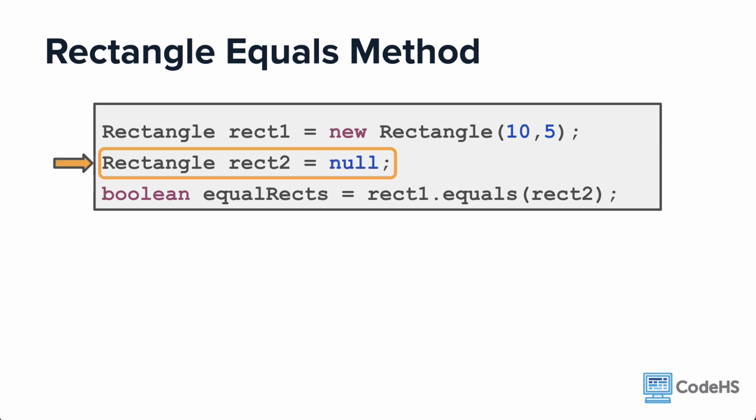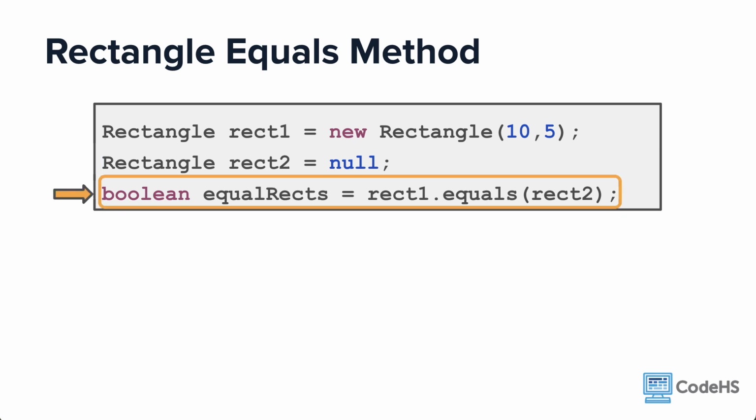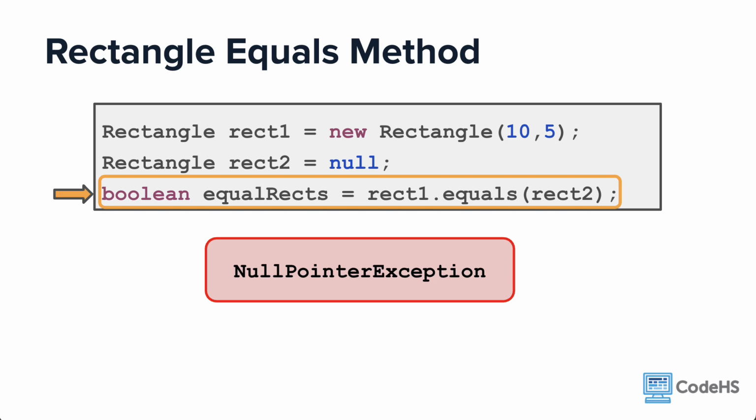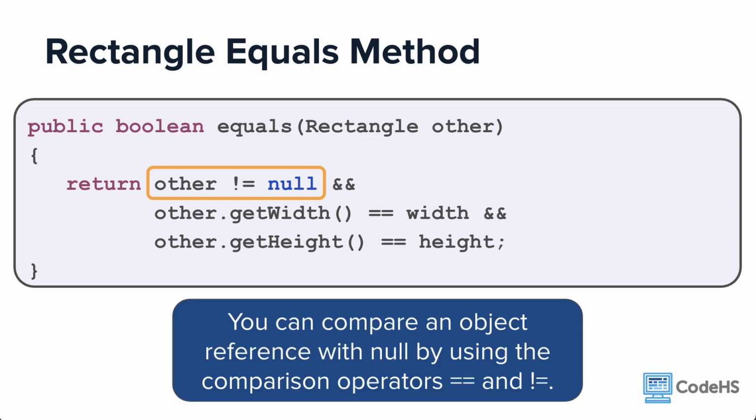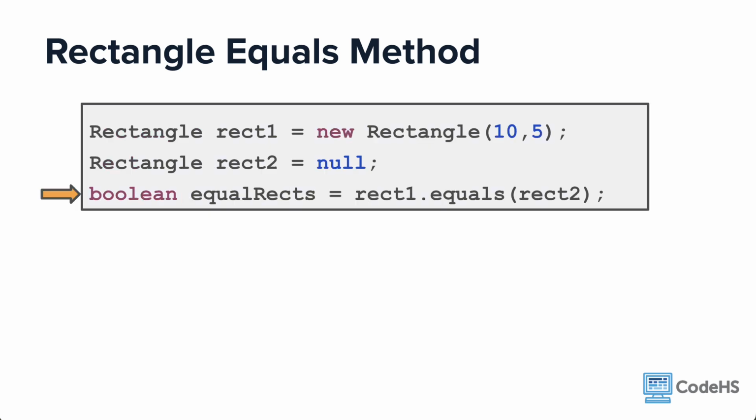Let's say that you don't know the starting value of rect2, so you create the object variable but assign it an initial value of null. Now, when you try to compare rect1 and rect2, you will get a null pointer exception error because the computer is trying to access the rect2 object that doesn't exist yet. To avoid this, many equals methods will include an extra condition to make sure that the compared object reference is not null in addition to checking attributes. Notice how you can compare an object reference with null by using the comparison operators equals equals and not equals. This is helpful when you want to determine if the variable actually references an object. Now when this comparison executes, the value of false is returned instead of resulting in an error message.